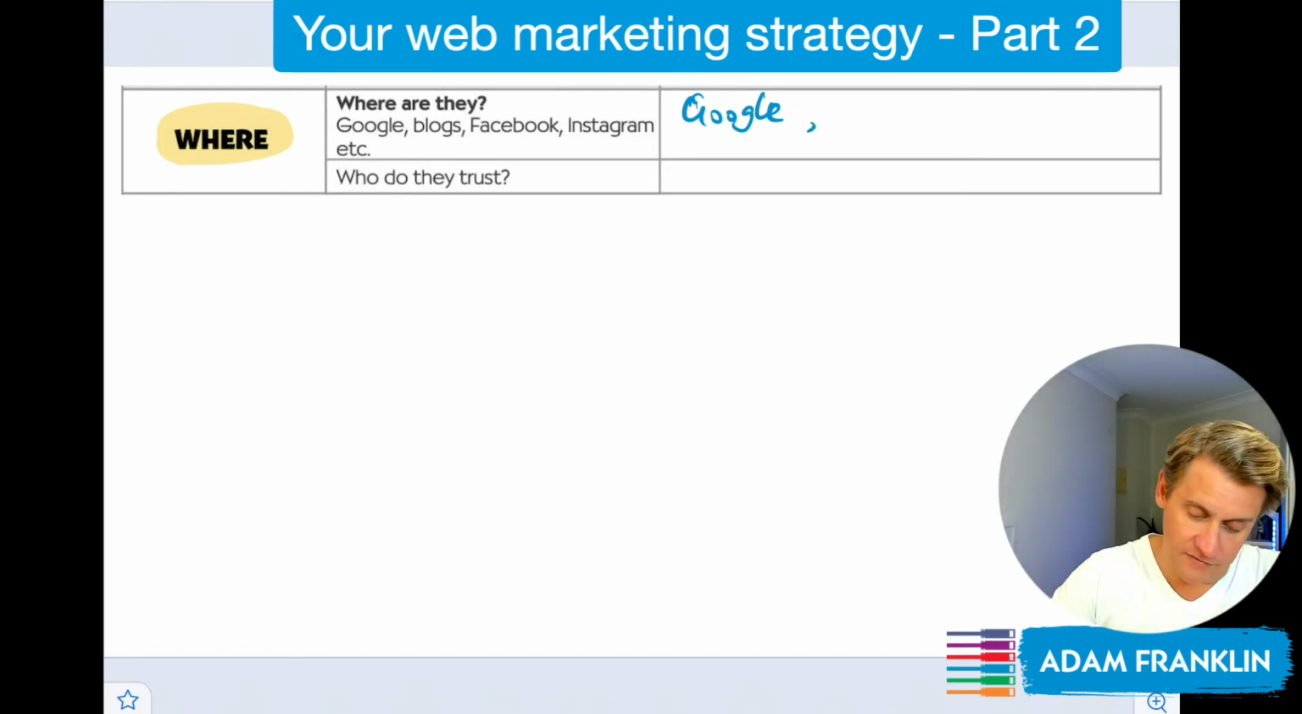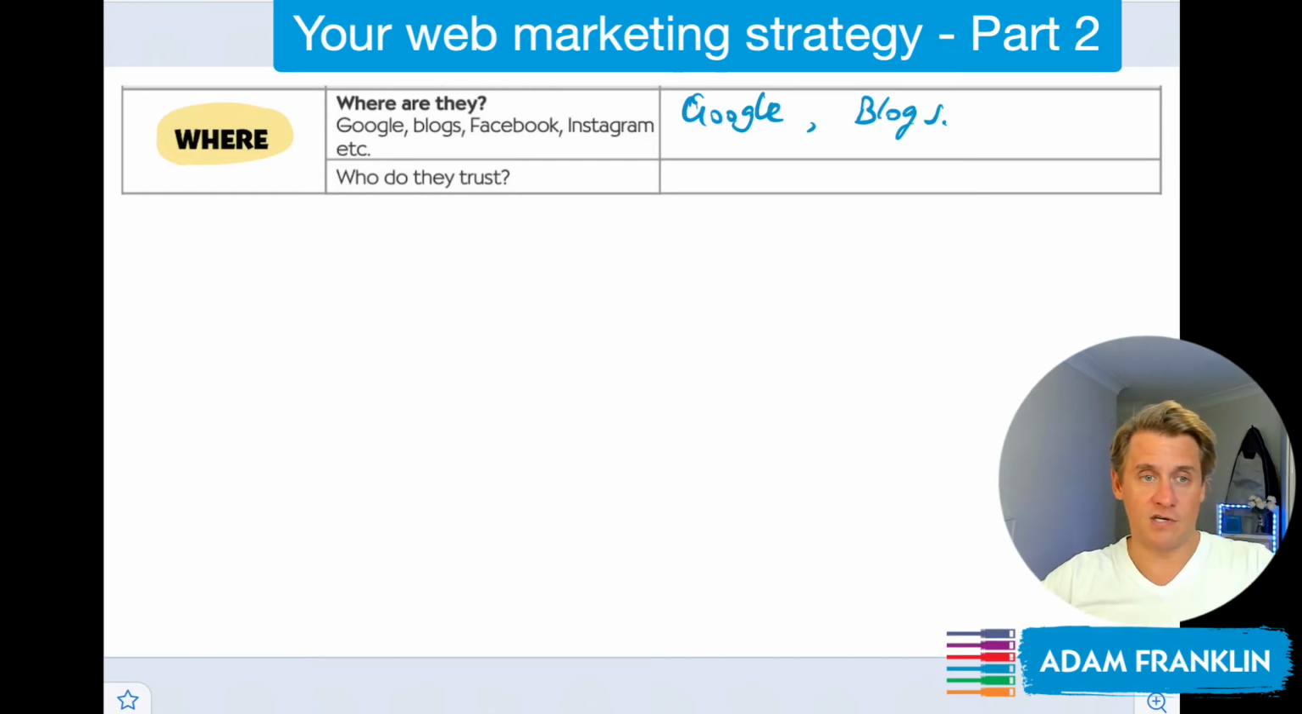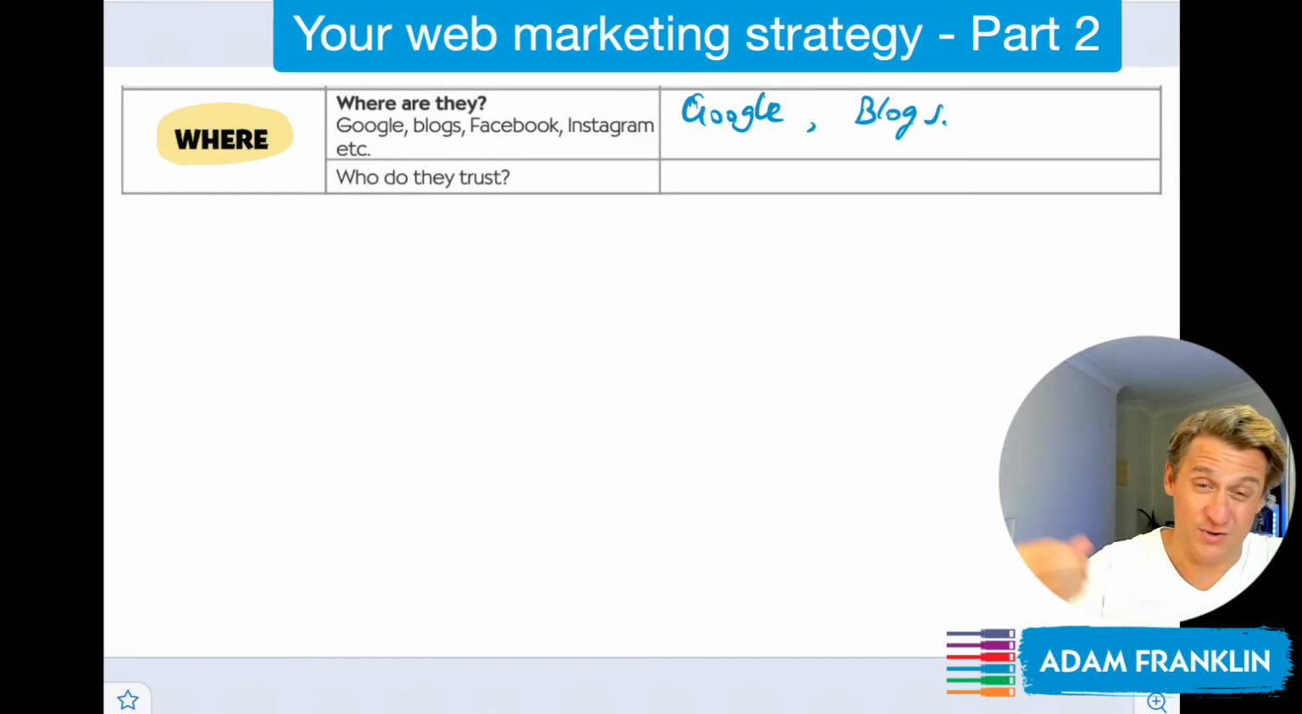But Alan the accountant may also follow a handful of really trusted blogs, for example, which ties in nicely with the second part of this section. Who do they trust? So an accountant, Alan the accountant, he would trust other professional advisors.